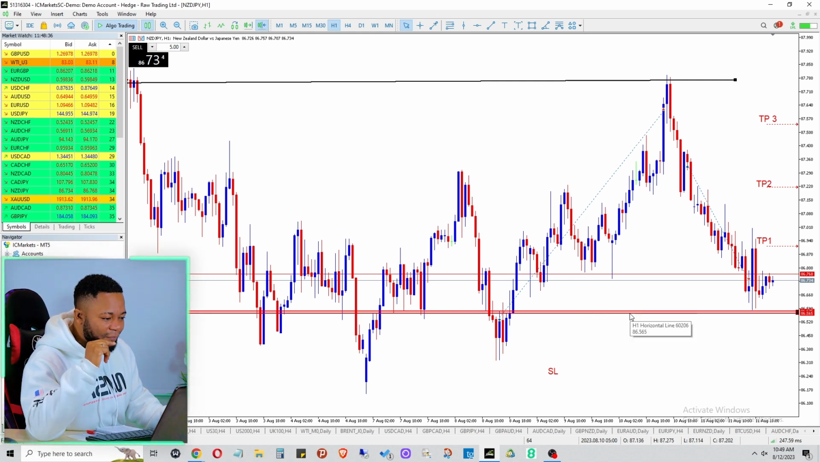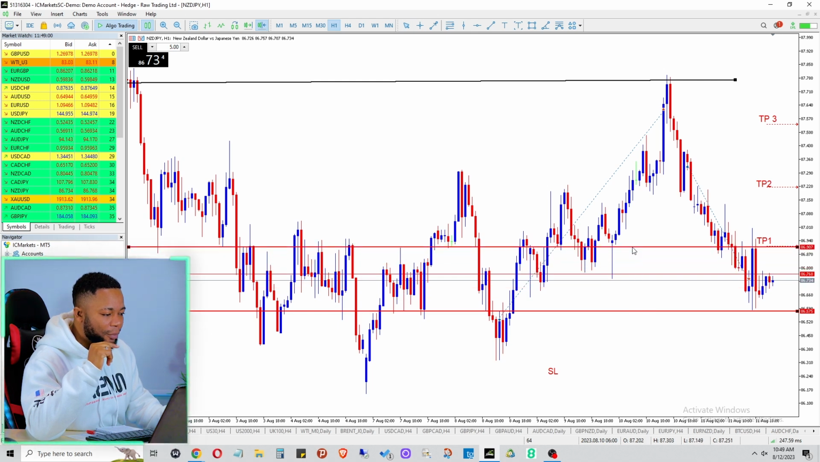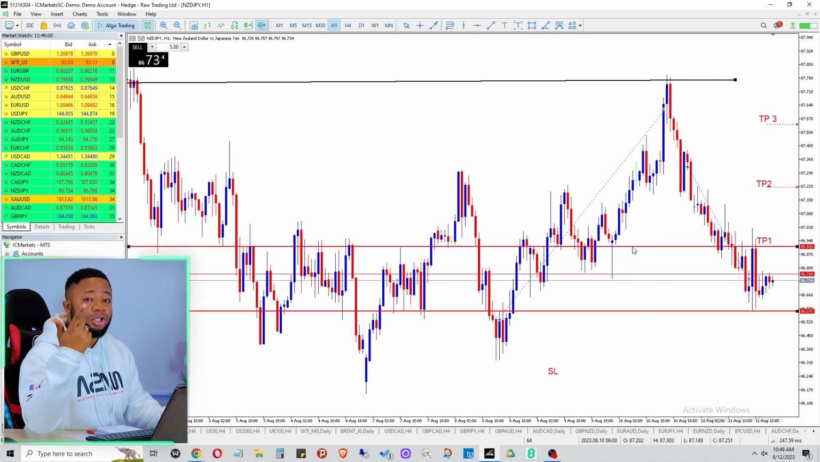Just imagine if I didn't obey that rule, and I instead went and put my stop loss on. I trade my stop loss. This is called stop loss trailing.